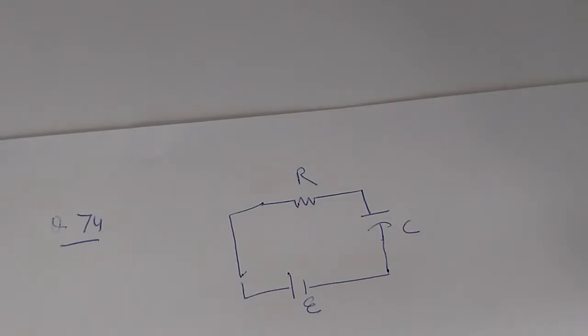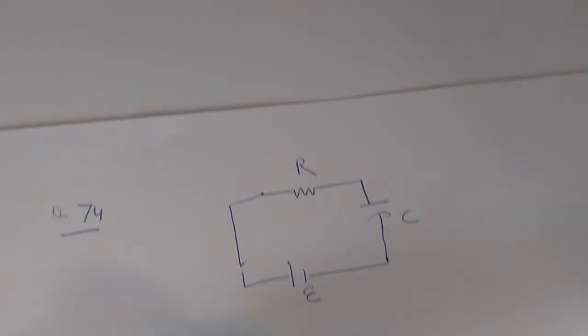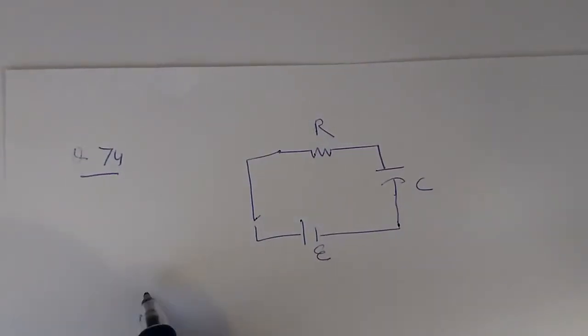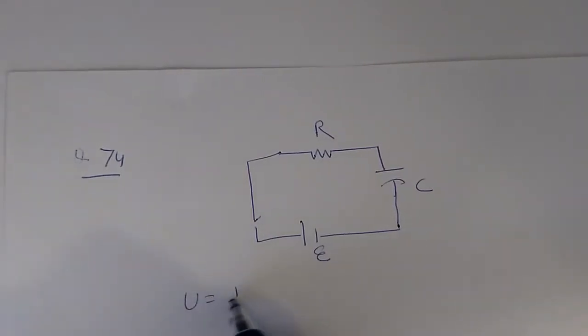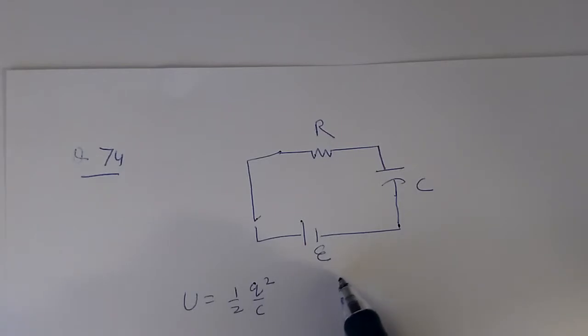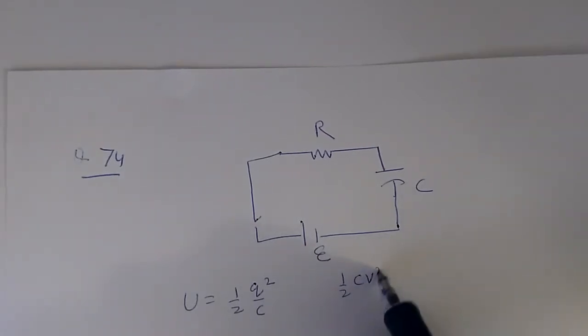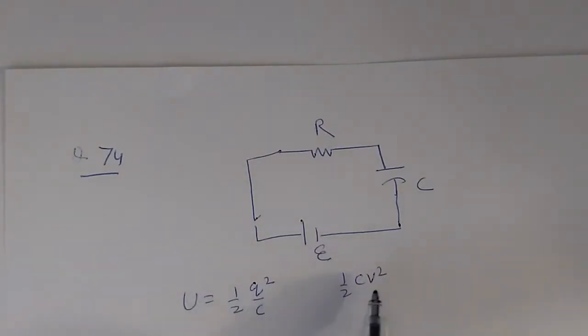The energy in this capacitor U has a value of half Q square by C. We can also write it as half CV square, because you can write Q as CV, so C square V square, and C square and C cancel. So this is also another formula, but we are going to use this one for our purpose.